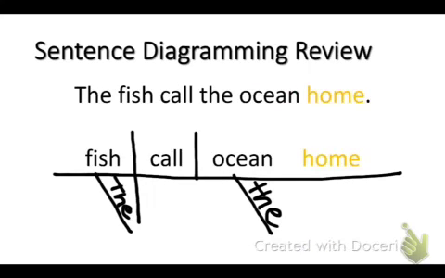In this slide, I will show you how to diagram an object complement. Remember that an object complement is a word that describes the object. So we have this sentence, the fish called the ocean home. Ocean is the direct object. Home is describing the ocean. So in this case, it all goes on the same line, but the line in between ocean and home is going to slant to the left because it's describing something that came before it, in this case, the word ocean.